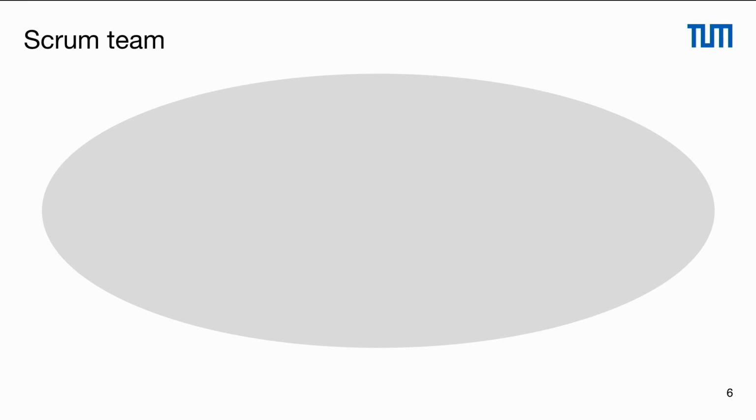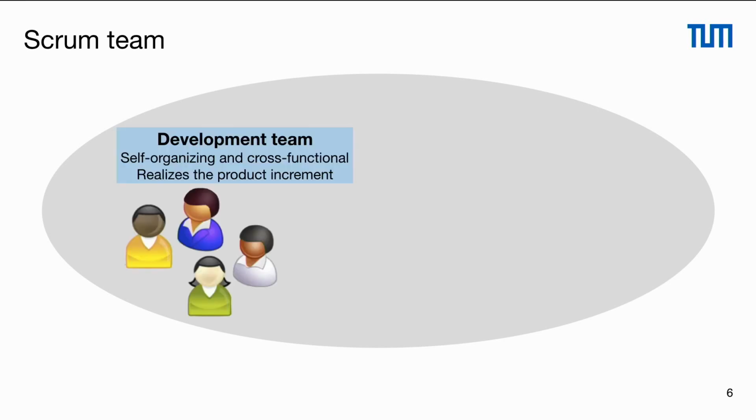We have developers who are organized in the development team. A development team is self-organizing, which means they pull the tasks, they estimate the tasks, and they decide what they are working on. And the development team is also cross-functional, which means we have different experts, an analyst, a developer, a tester, a release manager, everything what is required for the project success. And the developers work on the product increment. So they realize the sprint backlog items and turn them into a potentially shippable product increment.